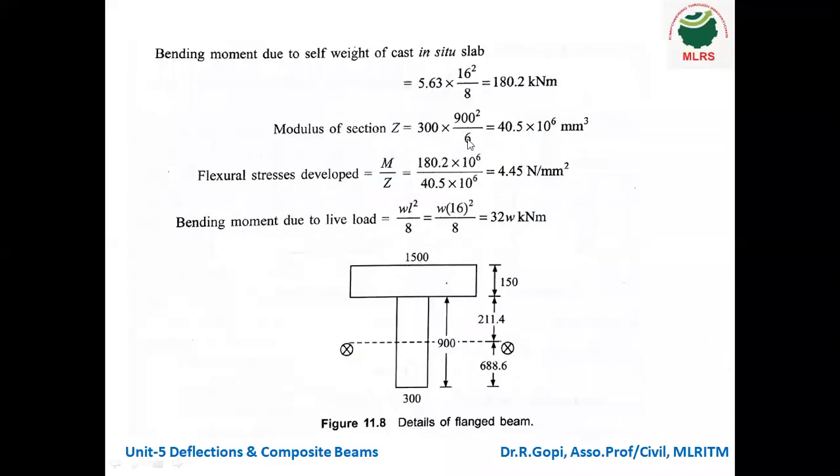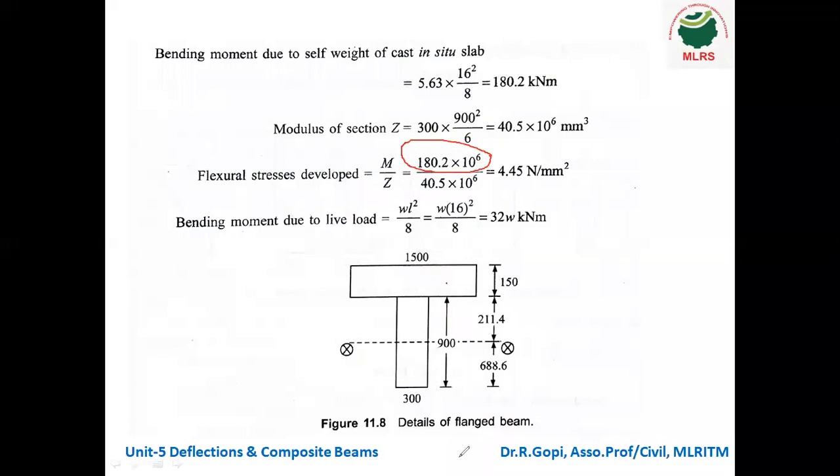So this is the unpropped condition. Here you may wonder, sir, why didn't you calculate BD square by 6 for the slab? In the unpropped condition, the slab weight is transferred to the beam only. So we have to use the beam section modulus, not the slab's. The corresponding M is nothing but the self weight moment due to the slab.